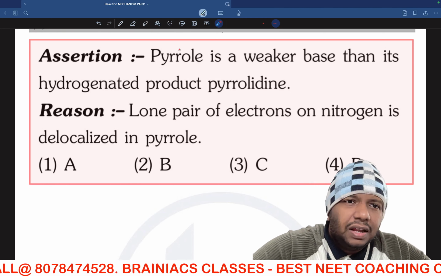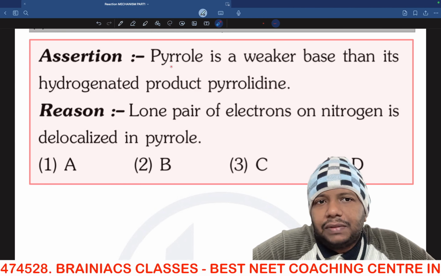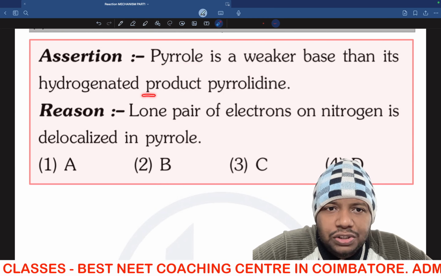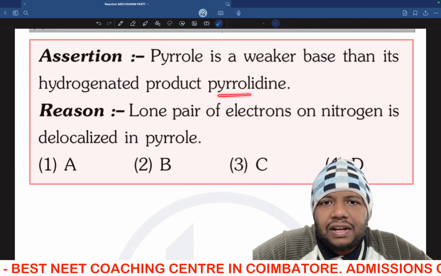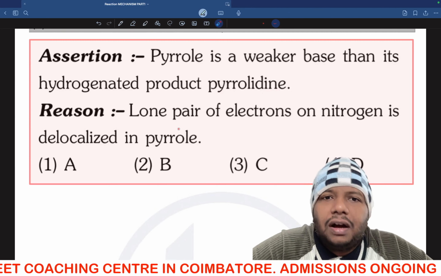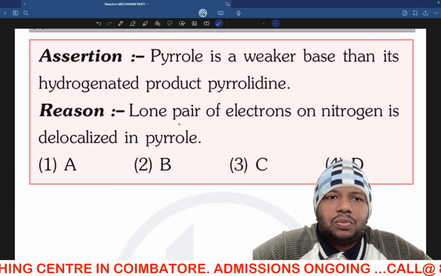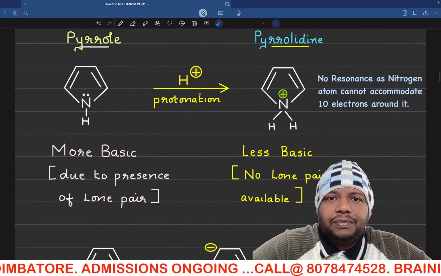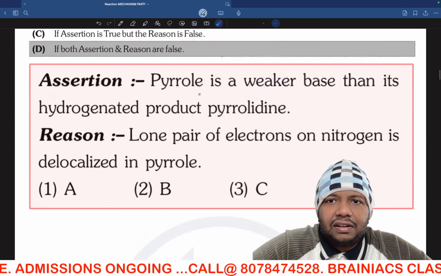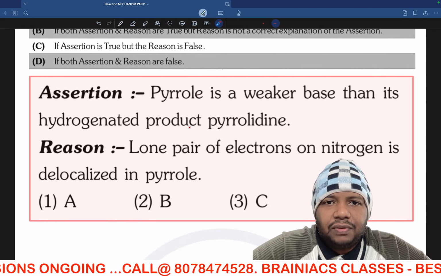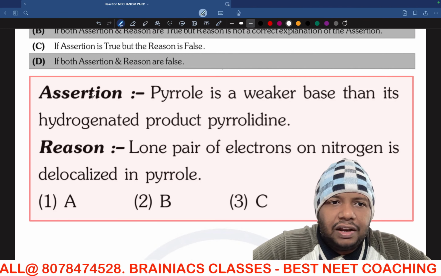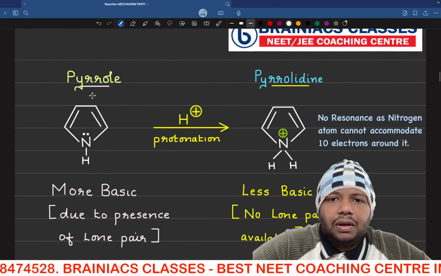Okay, let's see. Assertion: pyrrole is a weaker base than its hydrogenated product, pyrrolidine. That's what it is saying actually. But I can clearly say there is a little bit of correction we need to make in the question. It's not a hydrogenated product actually.